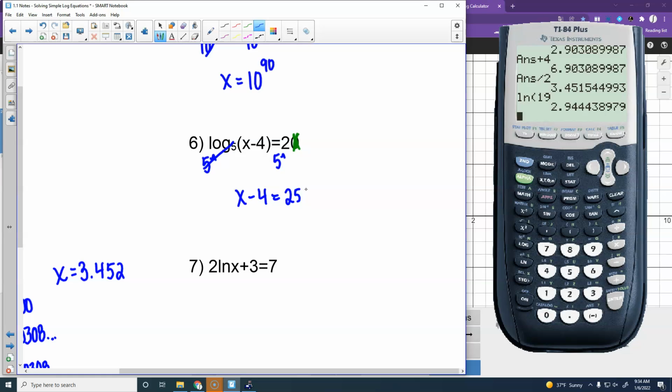And then, Noelle, what's the last thing you would do to get that x by itself? Perfect. So x is going to equal 29 for that one.